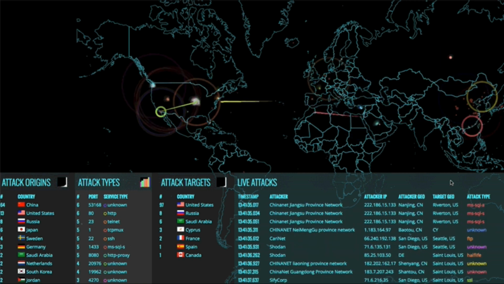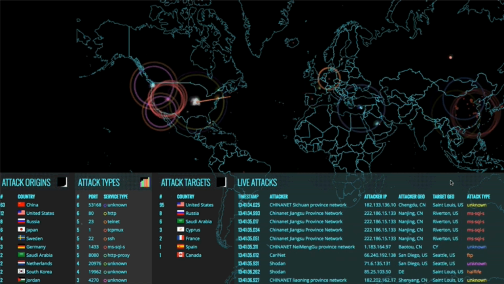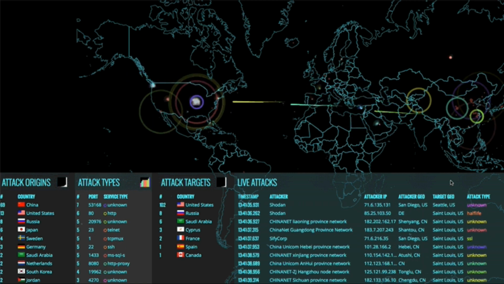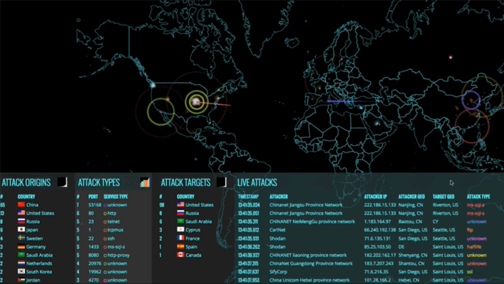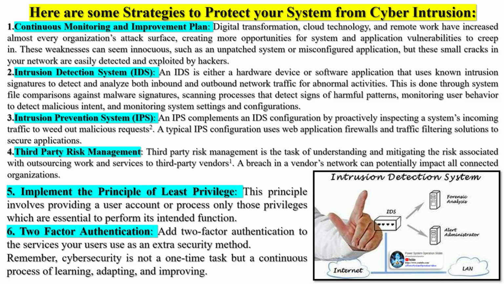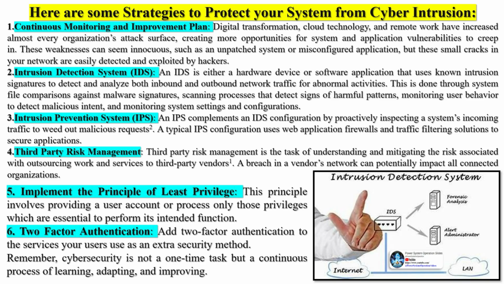Intrusion Detection System (IDS). An IDS is either a hardware device or software application that uses known intrusion signatures to detect and analyze both inbound and outbound network traffic for abnormal activities. This is done through system file comparisons against malware signatures, scanning processes that detect signs of harmful patterns, monitoring user behavior to detect malicious intent, and monitoring system settings and configurations.